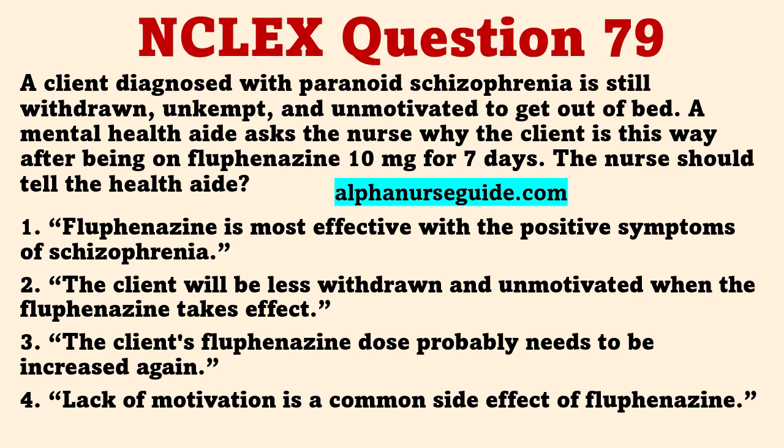The correct answer is 1. Fluphenazine is most effective with the positive symptoms of schizophrenia. Positive symptoms are those that are added to a person's experience, such as hallucinations, delusions, and disorganized thinking. The client's symptoms reflect the negative symptoms. Negative symptoms are things taken away from the person's experience, such as lack of emotional expression, lack of motivation or drive, and social withdrawal. Fluphenazine generally is effective in 3 to 7 days for the positive symptoms. An increased dose or longer time on fluphenazine will not help the negative symptoms of being withdrawn and unmotivated.